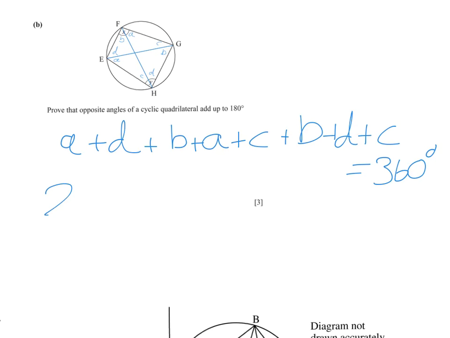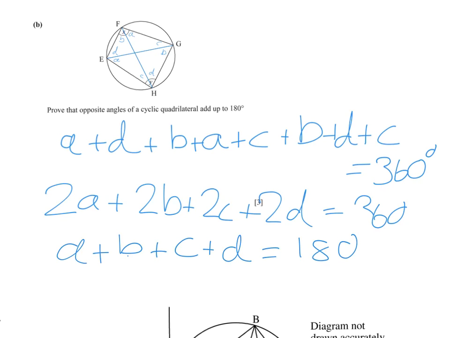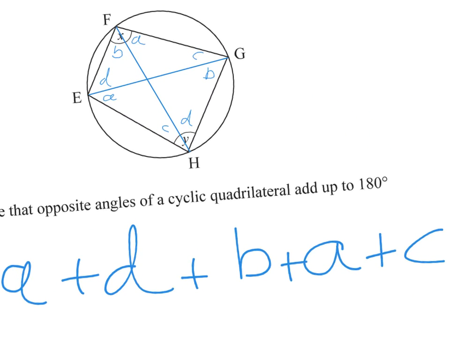Summarising what we have, 2A plus 2B plus 2C plus 2D equals 360 degrees. Dividing through by 2 gives us A plus B plus C plus D equals 180 degrees. And if we go back to our diagram, we can see that A plus B plus C plus D means X plus Y, opposite angles. Therefore, our proof is complete.